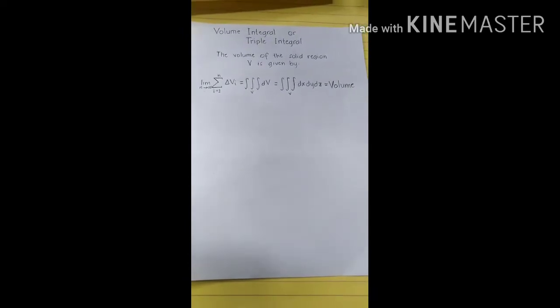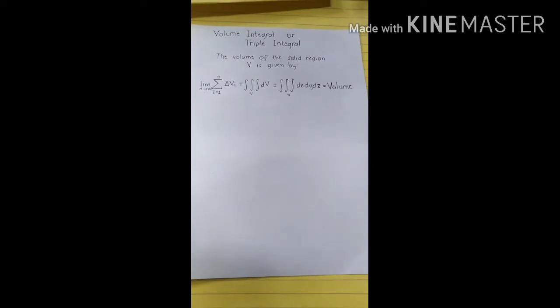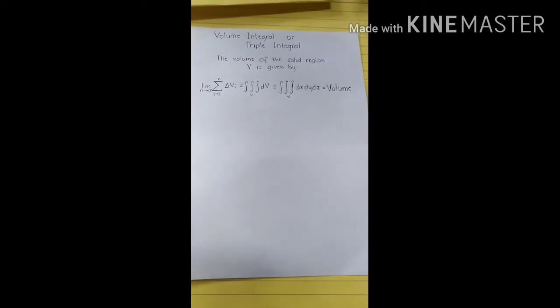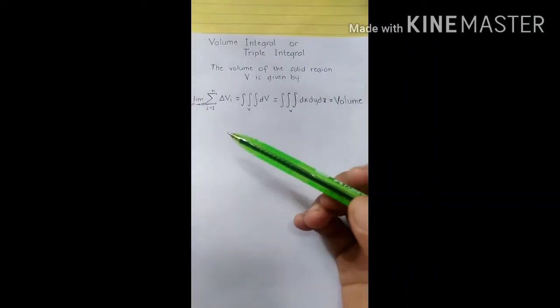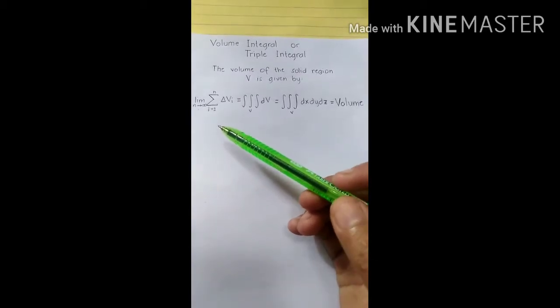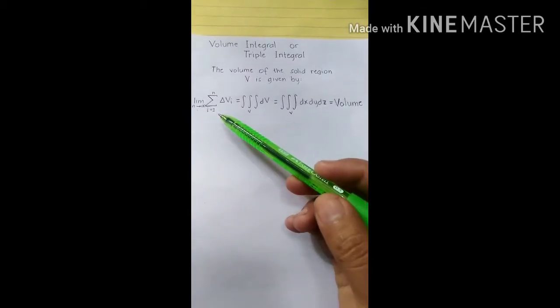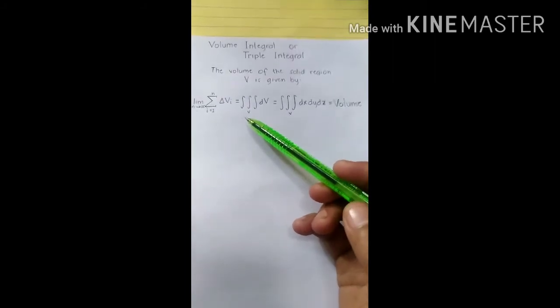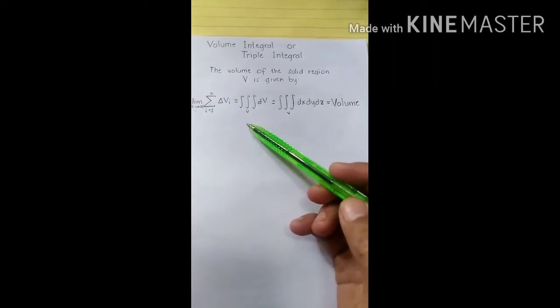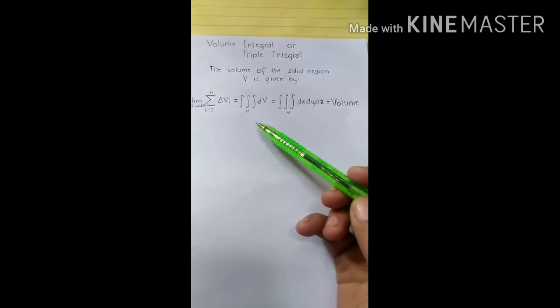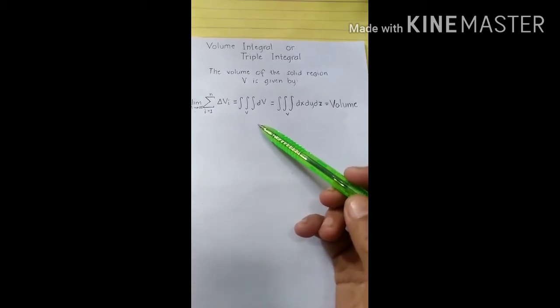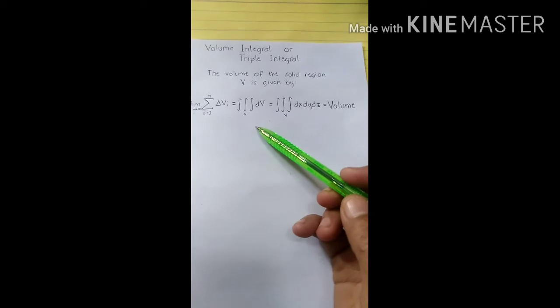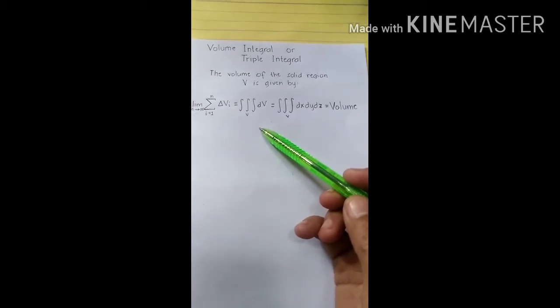Volume integral or triple integral refers to an integral over a three-dimensional domain. This is a special case of multiple integrals. So we can determine the volume of a solid region V by using the triple integral over the region V integrated with respect to V, which means that the integrand is the most basic function, f of x, y, and z equal to 1.